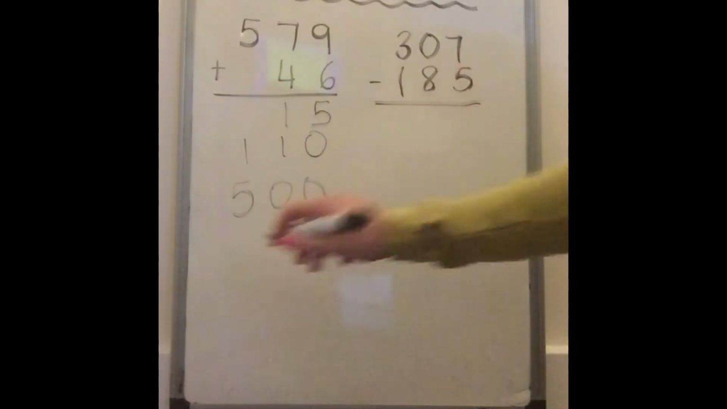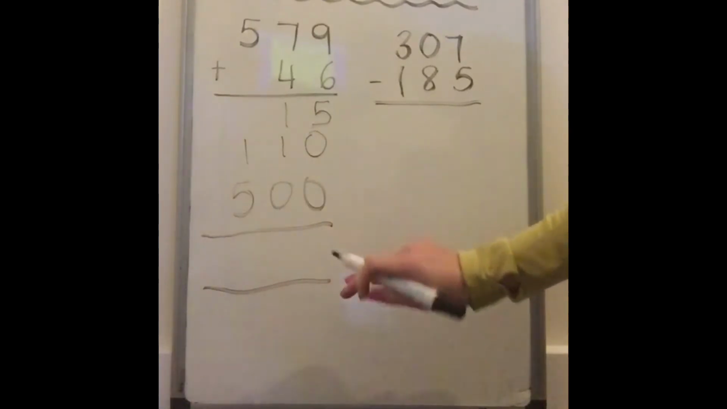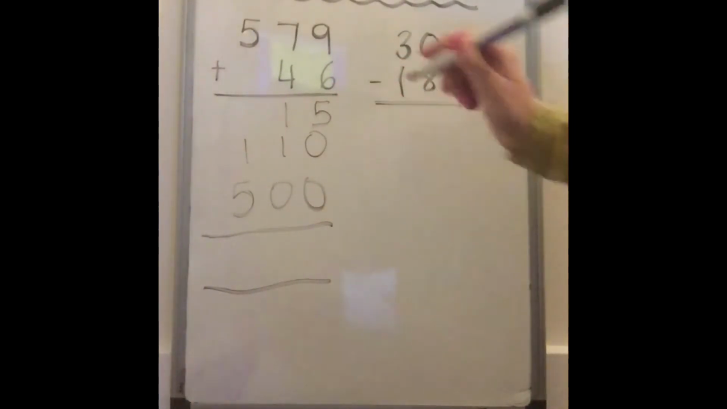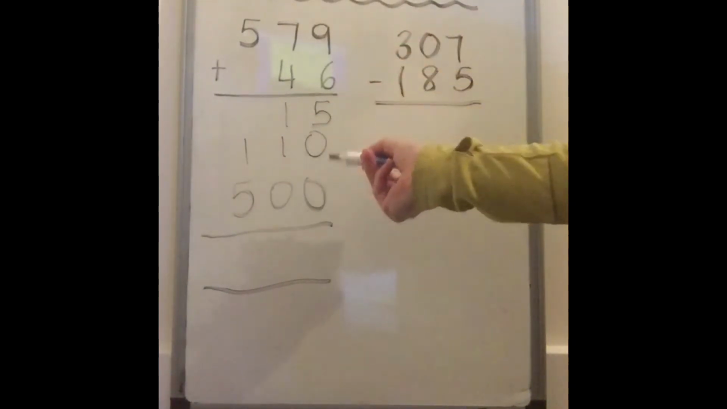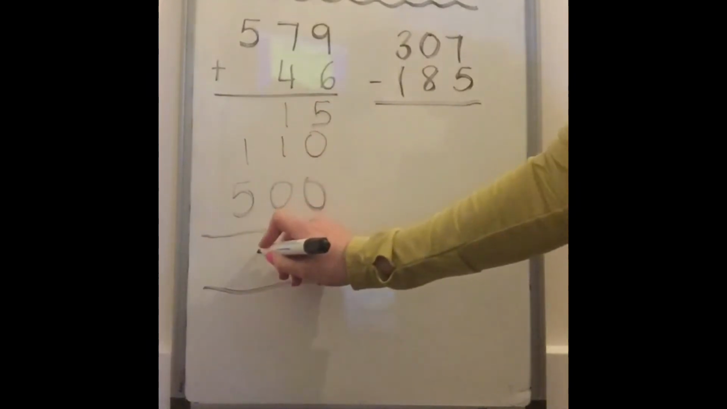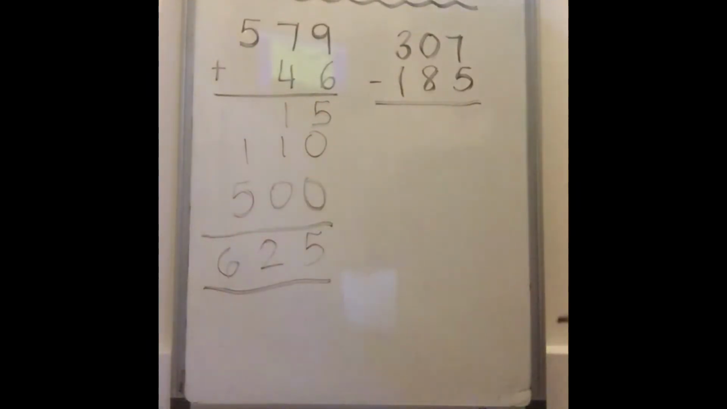Now I can draw my line because I've done my workings out. So there's my other two lines because it's your workings out and then your answer. Okay, so we've got 5 add 0 is 5. 1 add 1 is 2, add 0 is still 2. 1 add 5 is 6. So the answer is 625. For our next one, we've got 307, take away 185.